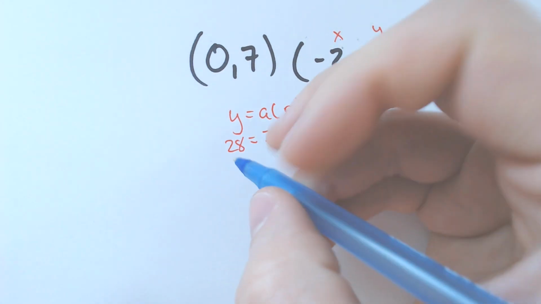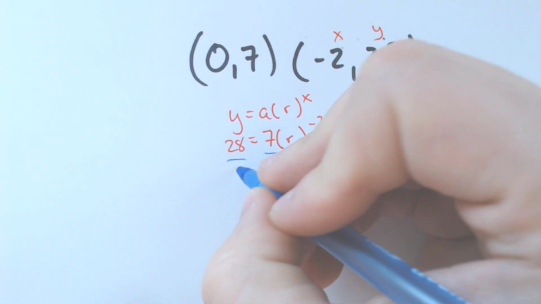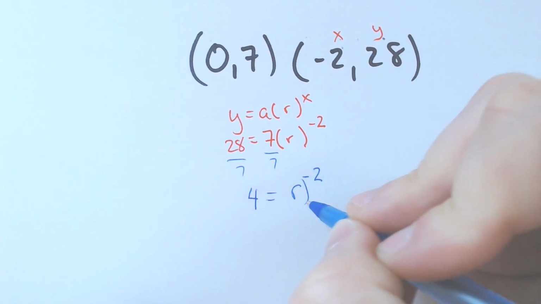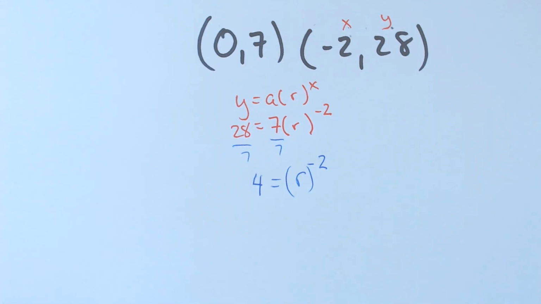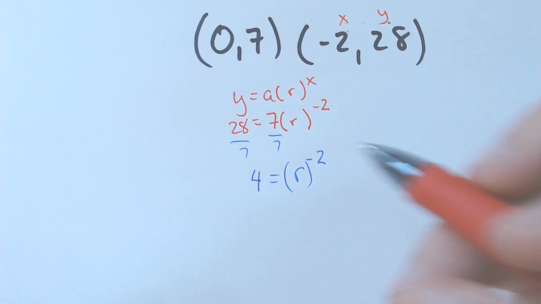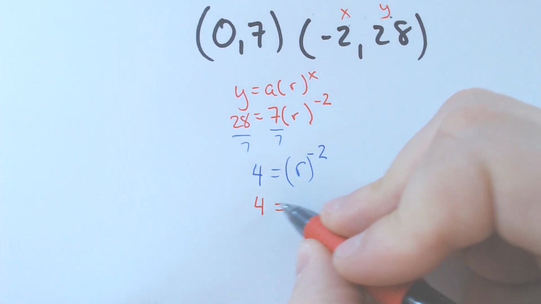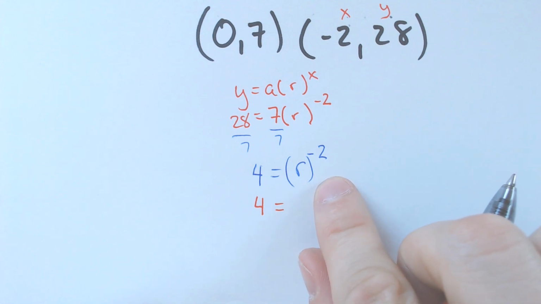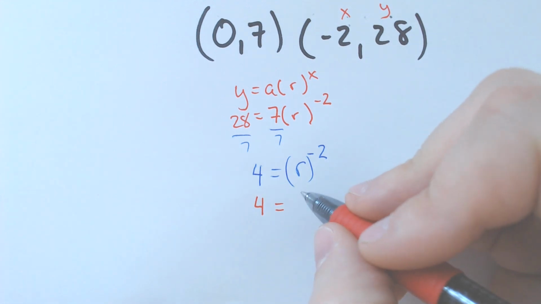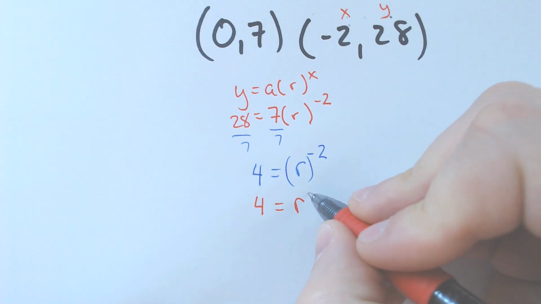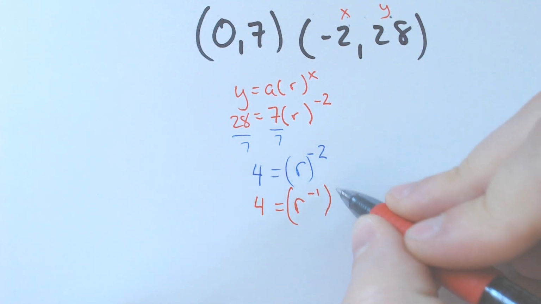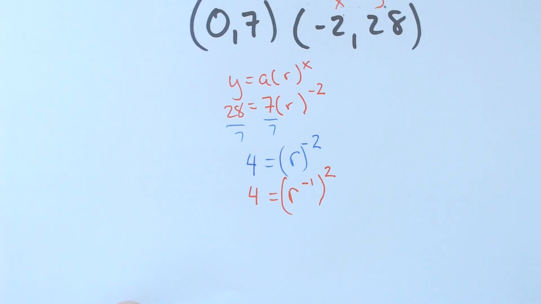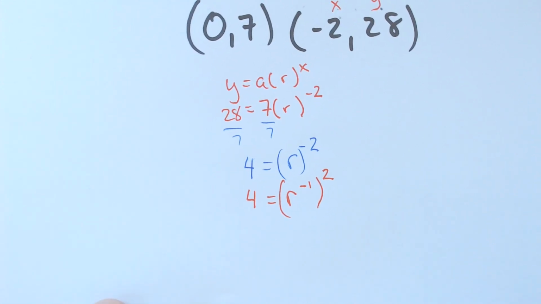From here, you can still divide by 7. If we divide by 7 and divide by 7, 4 would equal r to the negative 2 power. If you have it to the negative 2 power, my big recommendation is to peel off the negative because you can't really square root with a negative very easily. So I would recommend doing r to the negative 1 squared. Not the only way you could do it, but that is my recommendation. I'll show you the other way in a second.